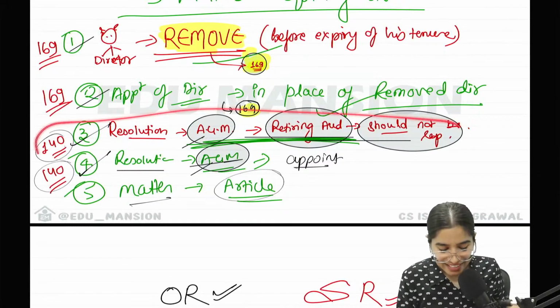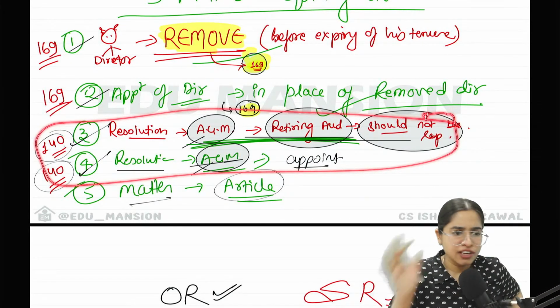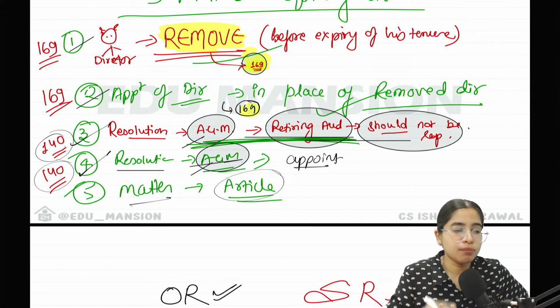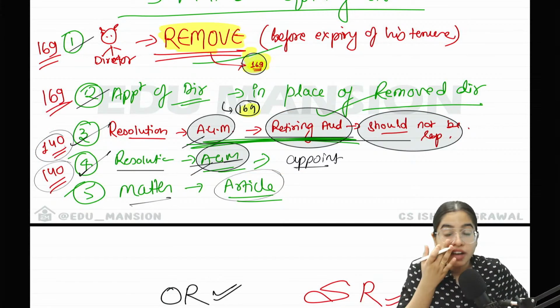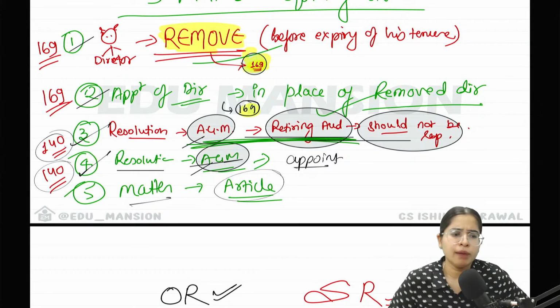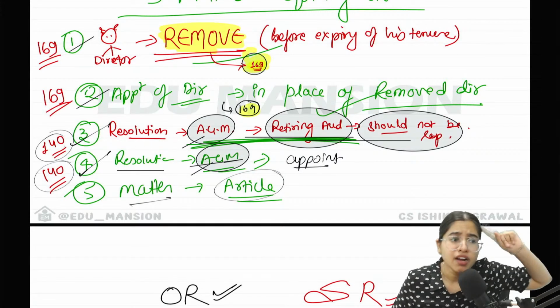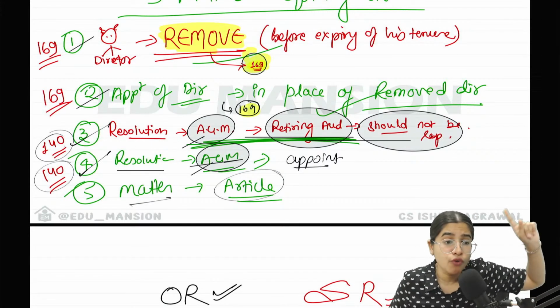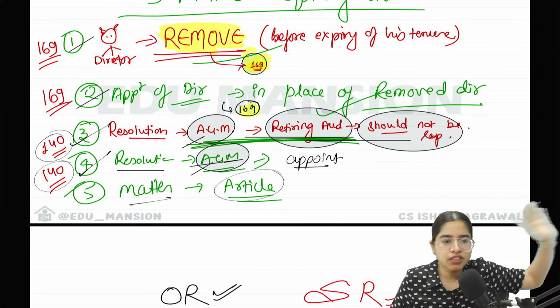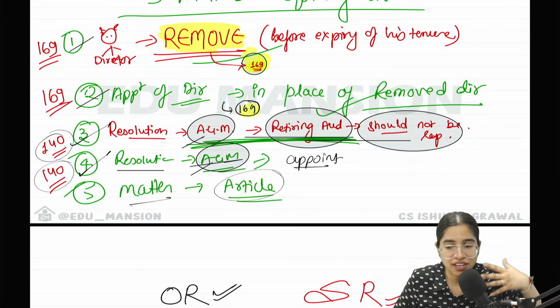Next, we studied in the auditor chapter. Remember? If not, then you will get a flying chappal from me. We studied in the auditor chapter that if you do not want the retiring auditor to be reappointed, then you have to give special notice. Remember section 140 subsection 4. Remember section 140, we studied it in the auditor chapter. Say yes, my heart will get some relief that you remembered.